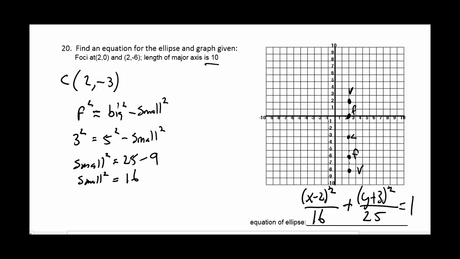So from my center I want to go left and right 4. So 1, 2, 3, 4. And then I can sketch a curve connecting all of those points. And there you go.